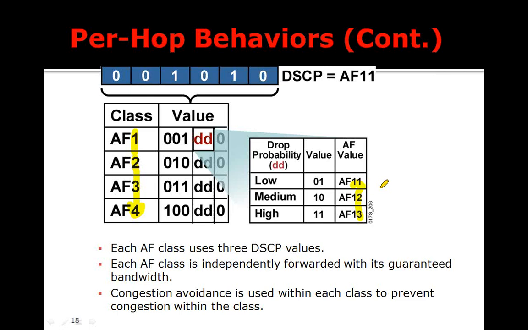So this is just kind of a different way of going about it. It would have been nice to have them line up, but obviously whoever came up with this solution thought this was a better technique, using the drop probability going from lowest to highest. Many students that I've worked with find it a little confusing. So again, AF1 is the least important, AF4 is the most important. When we look at the probabilities, the 1 at the second digit, so AF11, has the lowest probability of being dropped versus an AF13, which has the highest probability of being dropped.